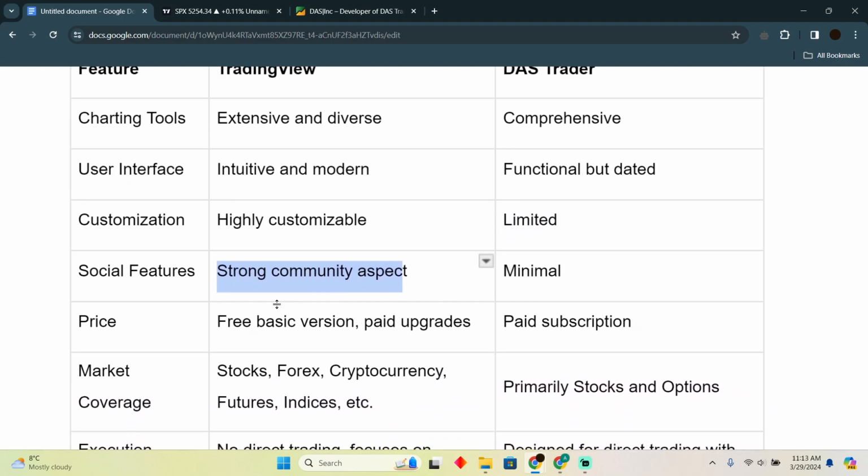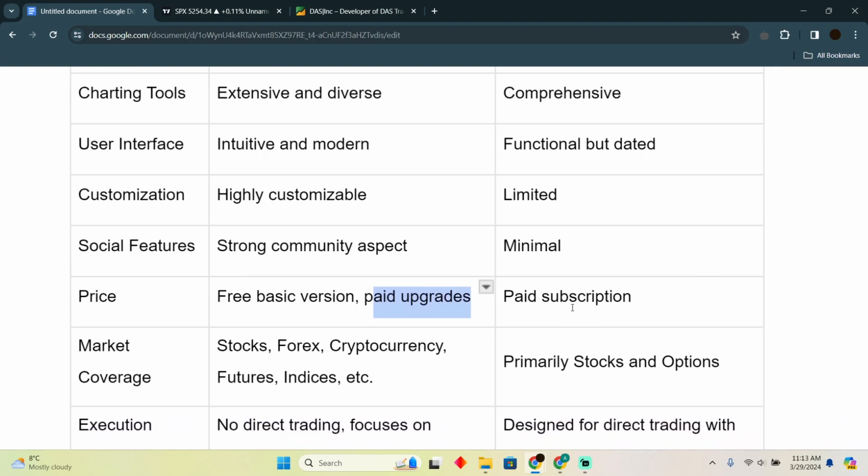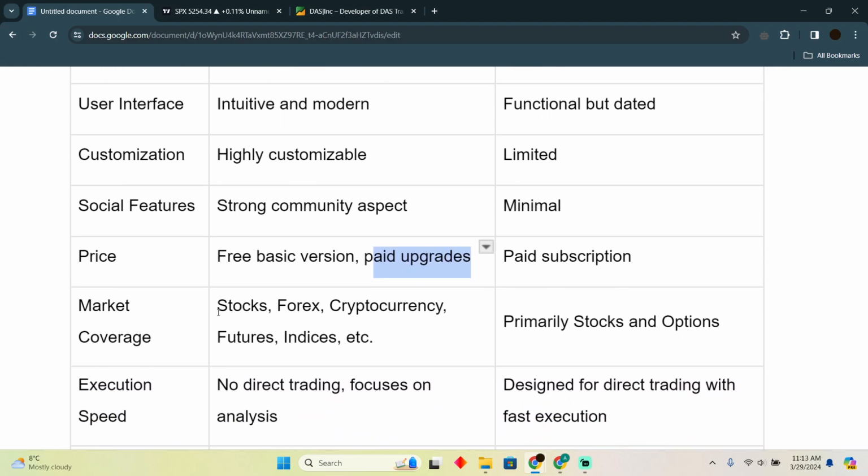If you talk about the price, TradingView has a free basic version, but you can do paid upgrades. If you talk about DAS, you have to buy the subscription. If you talk about the market coverage, TradingView gives you stocks, forex, cryptocurrency, futures, indices, etc. While if you talk about DAS, it gives you primarily stocks and options.